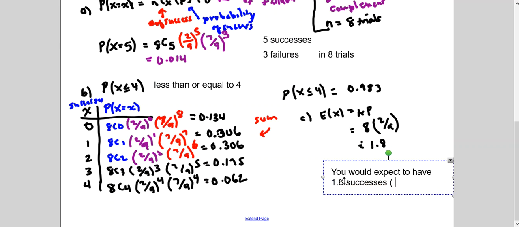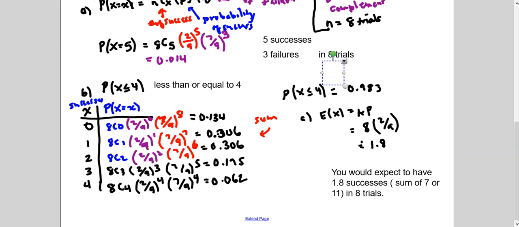which is somewhere between 1 and 2, in 8 trials. Well, that makes sense because if I'm looking at this as a graph, this is where the highest probability is. 1.8 is between 1 and 2. That makes sense. Okay, I'll put another therefore sentence here too.